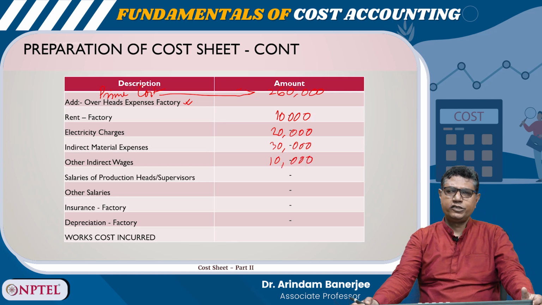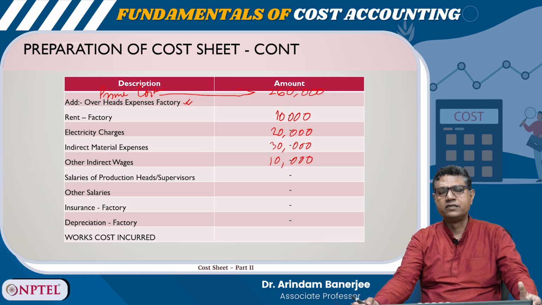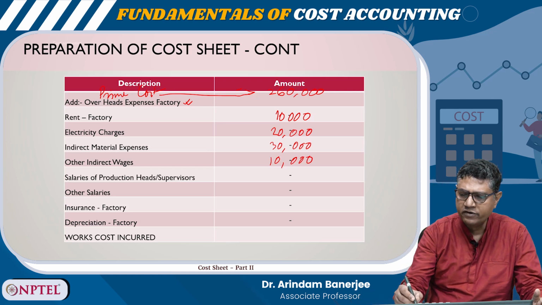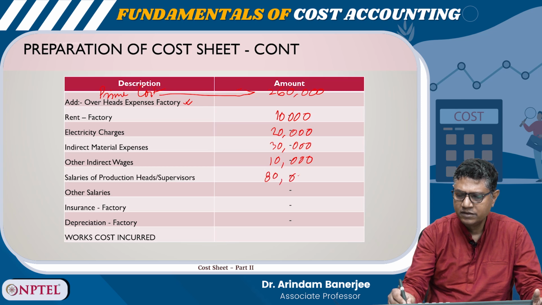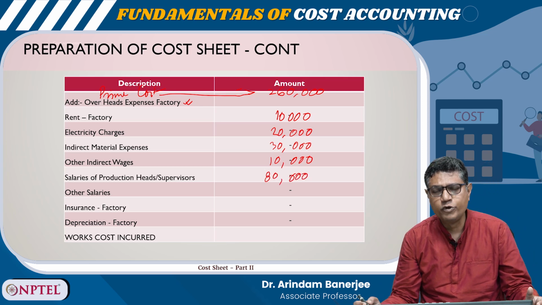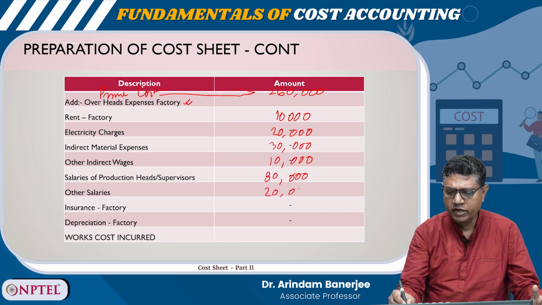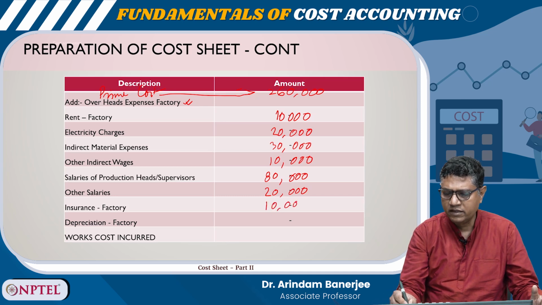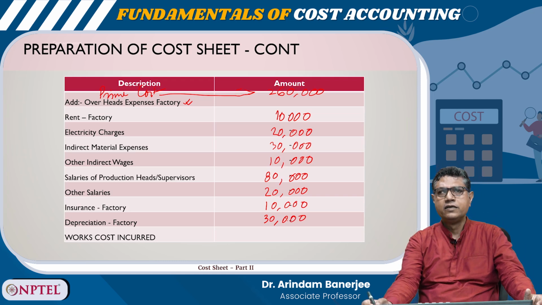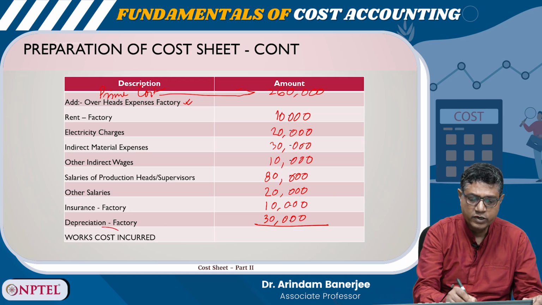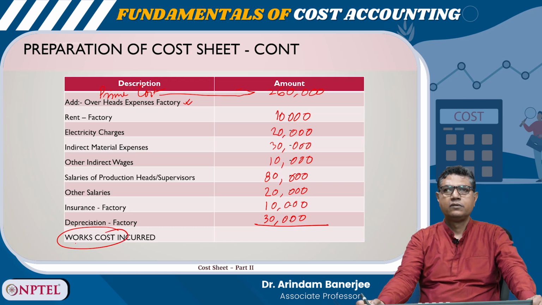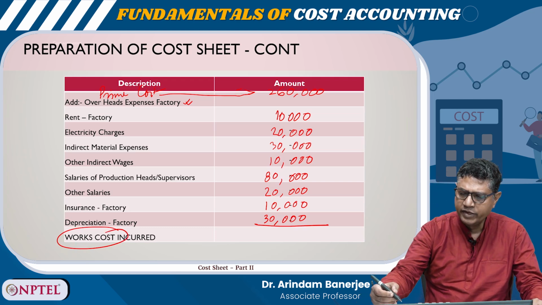When there is a production going on, you have to employ some managers, some supervisors. Suppose their salary is say 80,000, right. There are some other supporting staffs, maybe their peons and all, their salary is again say 20,000, right. You are paying insurance for the factory 10,000, and for depreciation you are paying say 30,000. So if you add all this, right, so you will get what? You will get the works cost. Fine, you will get the works cost. So we can add like this.